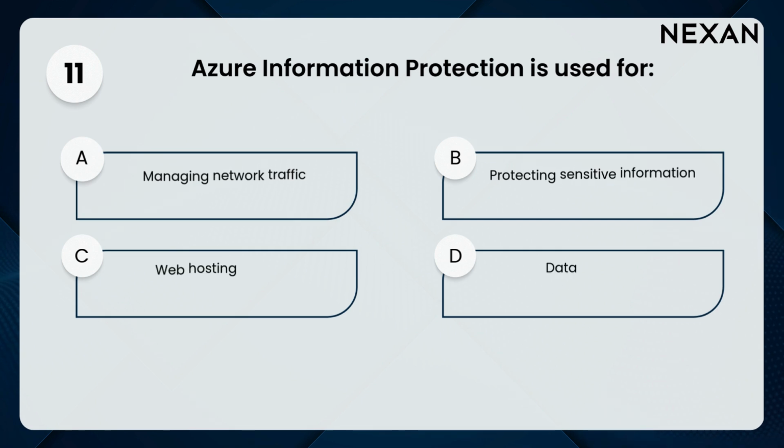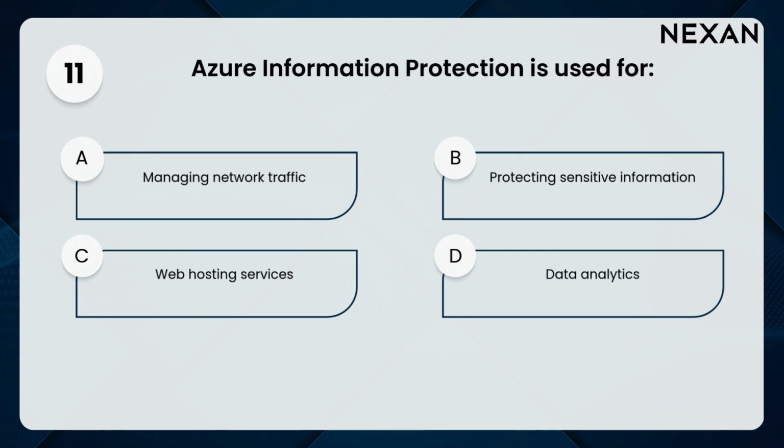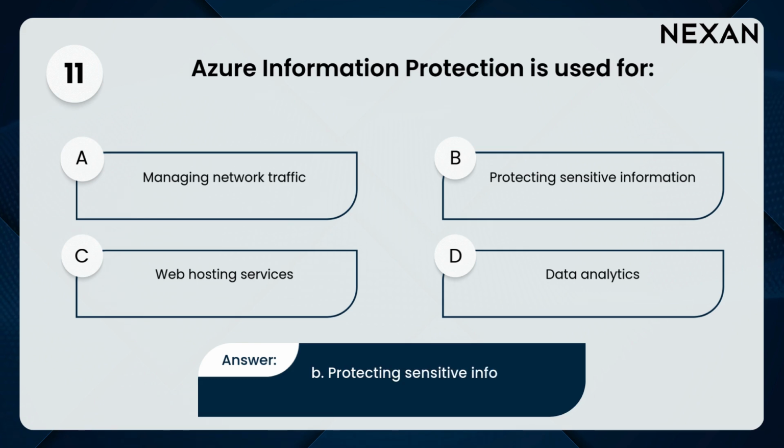11. Azure Information Protection is used for A. Managing network traffic, B. Protecting sensitive information, C. Web hosting services, D. Data analytics. Answer: B. Protecting sensitive information.